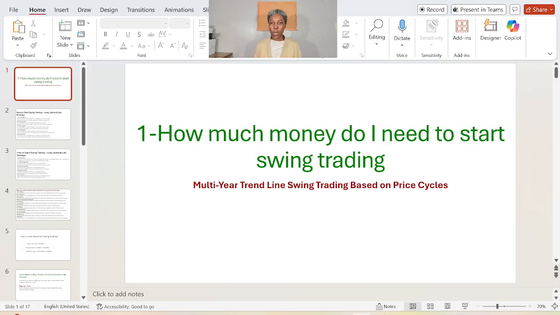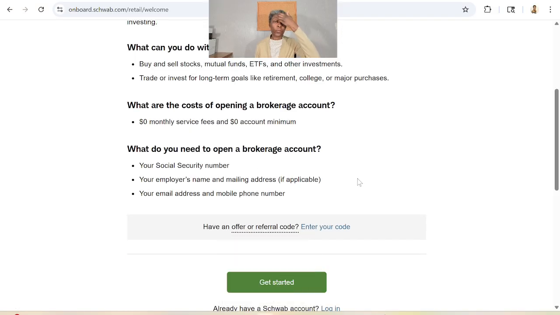So, for instance, to open a brokerage account with Charles Schwab, they say it is a $0 minimum account. That means you can create your online account with them without paying anything, and later you can link your bank account and transfer some money there. You can start small, even with $50.